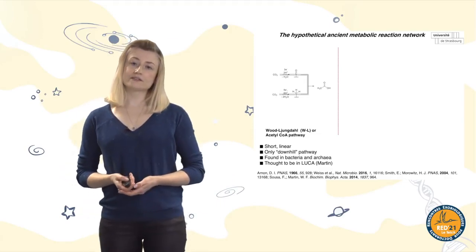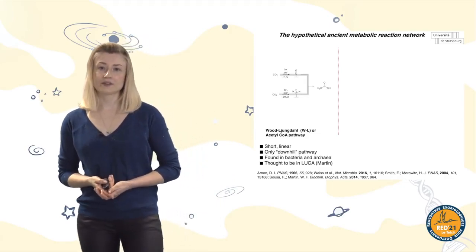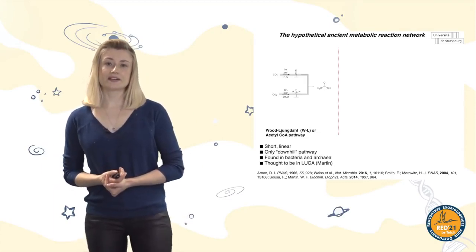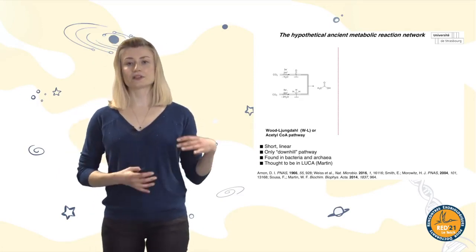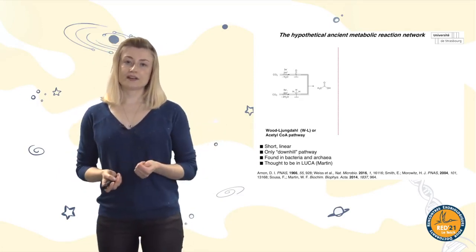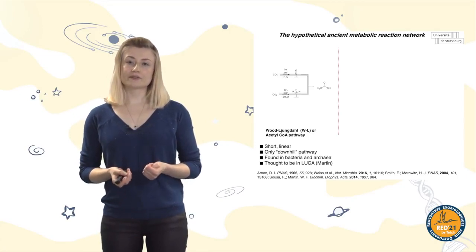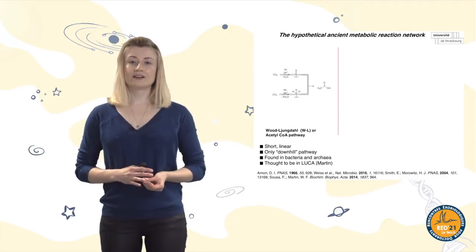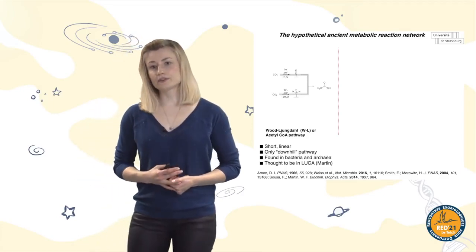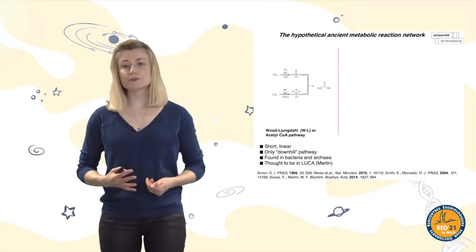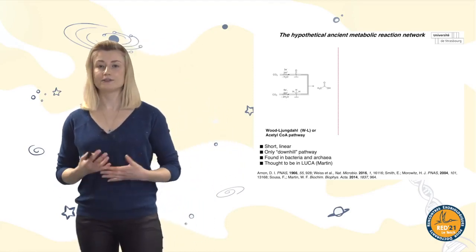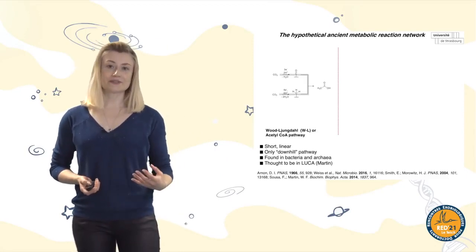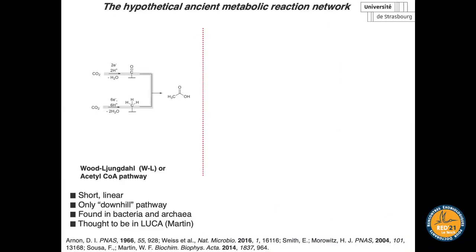On the left-hand side of the slide, you have the Wood-Ljungdahl pathway, or the acetyl-CoA pathway. How it works is that it starts from CO2, takes 2 molecules of CO2, and converts them to a 2-carbon molecule of acetate. It is the only thermodynamically downhill pathway, and it is used by both bacteria and archaea, and it has also been postulated to have been present in LUCA. LUCA is the last universal common ancestor to all known life. And it is also the only linear pathway of carbon fixation that we know of.